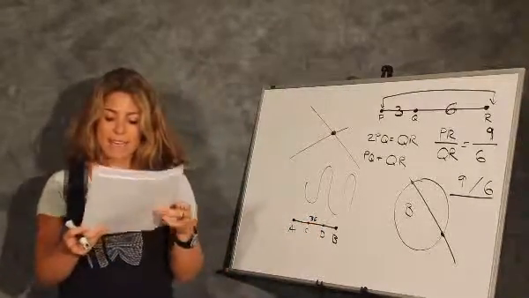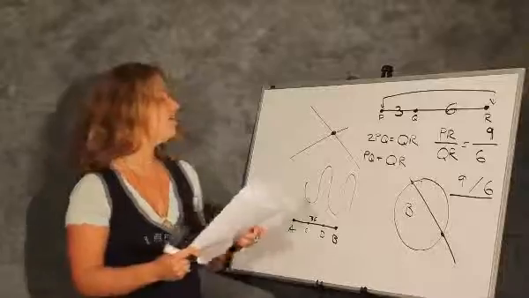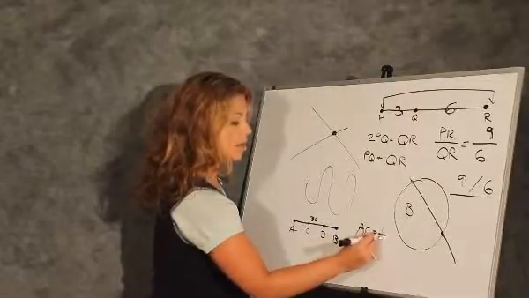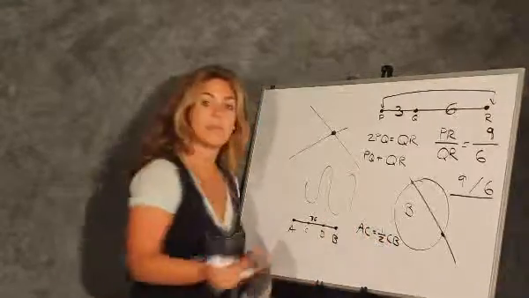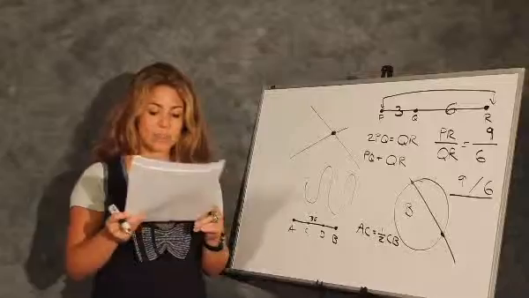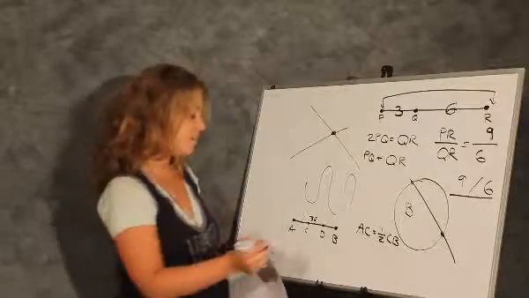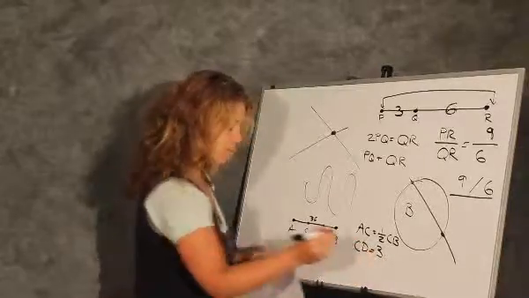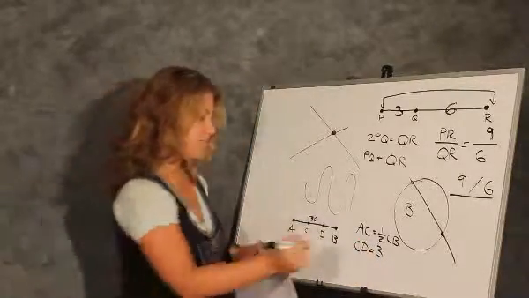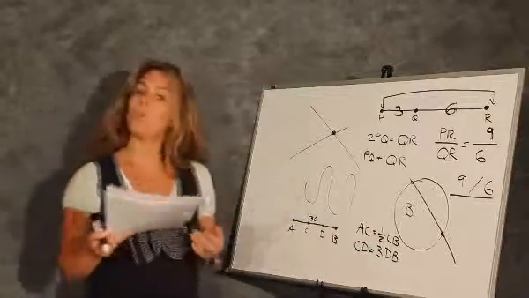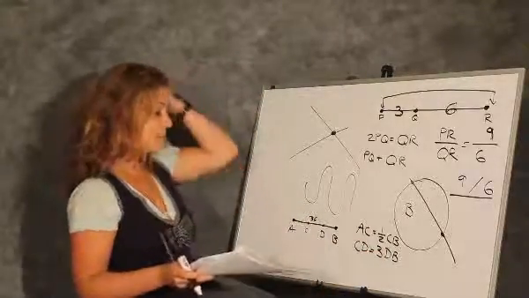It tells us that AC is half of the length of CB. So AC equals 1/2 CB. Then it tells us CD is 3 times the length of DB. So CD equals 3 times the length of DB. So now it's asking, what is the length of DB?